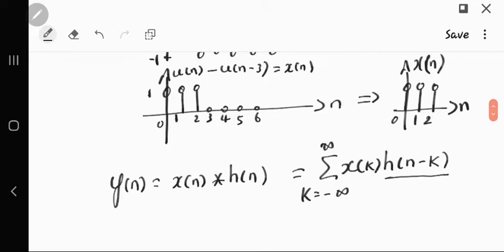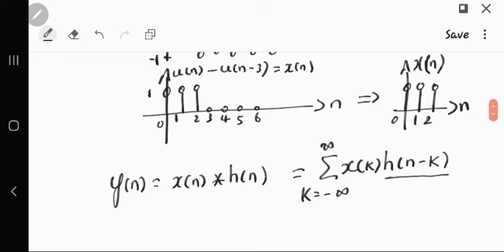Now you have to decide which signal you want to keep as a constant one, and which signal should be the time shifting one. Each time shifting signal will be multiplied with the constant values, the whole signal x of n, and the resultant will be written. While dealing with the graphical method, I suggest you consider the signal which is having fewer samples as the constant one, the signal which is having more samples as the time shifting one.